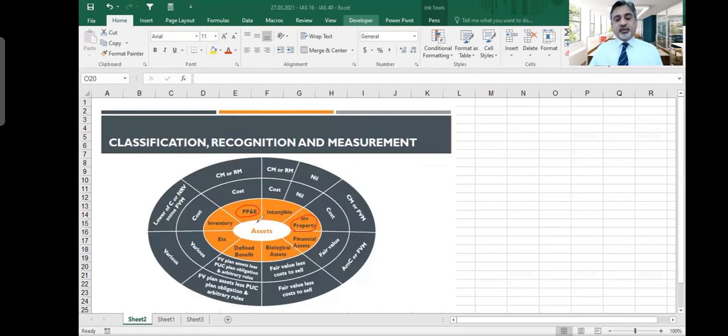We will only focus on these two. This first circle is for your initial measurement, which means when you acquire the asset. And the outer circle is for your subsequent measurement, which is on the reporting date. So if I speak about PPE, the initial measurement is at cost.